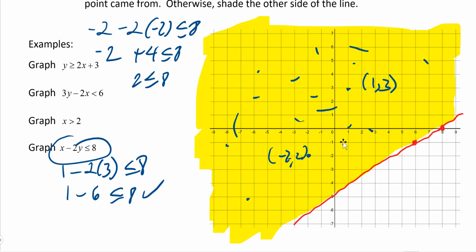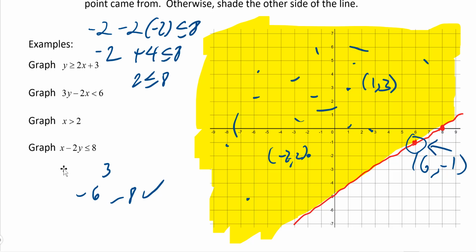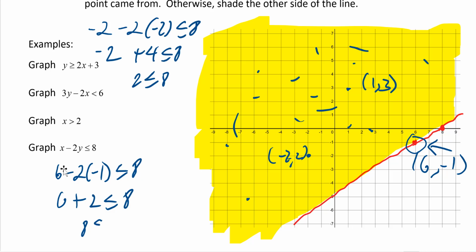Now, let's pick a point on the line. Let's just pick one of the ones that we know for sure is on it. We know that 6, -1 is on it, but pick any point at all that we know for sure is on the line. Let's plug that in and see what we get. If we plug in 6, -1, be careful, 6 for x, -1 for y, we get 6 minus 2 times -1 is less than or equal to 8. We get 6 plus 2 is less than or equal to 8. That gives me 8 is less than or equal to 8, and that is true. So also all the points on the line work.